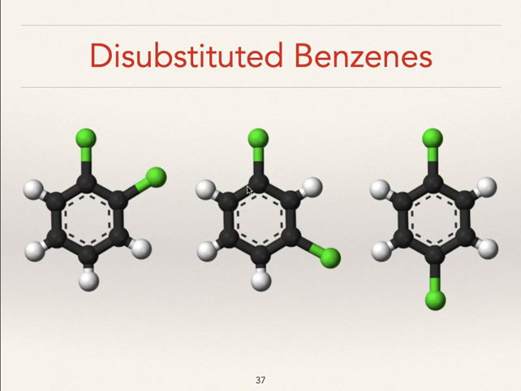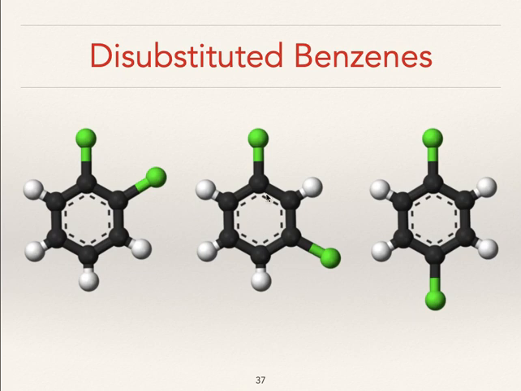1,2-dichlorobenzene. This would be carbon 1, carbon 2, carbon 3, carbon 4, carbon 5, carbon 6. The name of this molecule is 1,3-dichlorobenzene. And finally, carbon 1, carbon 2, carbon 3, carbon 4, carbon 5, carbon 6. This is 1,4-dichlorobenzene. So you can always use those numbers.